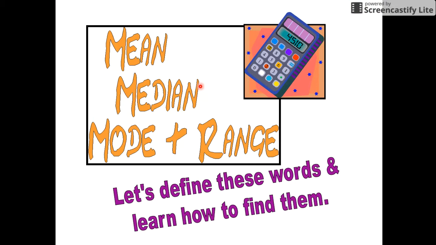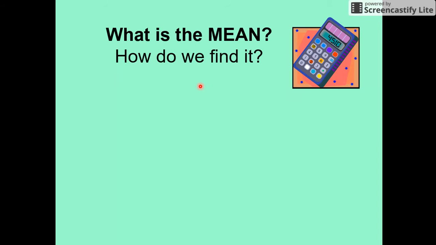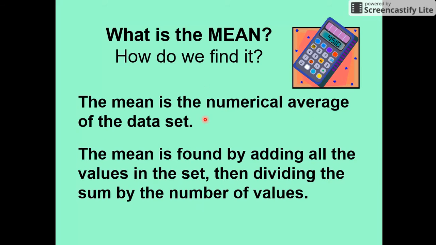Guys, again with this, you need to write down notes. Okay, so we start off with what is the mean and how do we find it? Now, mean is the same as saying the average. The mean is the numerical average of the data set. The mean is found by adding all the values. So all the values you get given, you add them up, and then you divide it by the number of values. So if you put 10 values in, you divide it by 10. If you put 3 values in and you add them together, you divide it by 3.